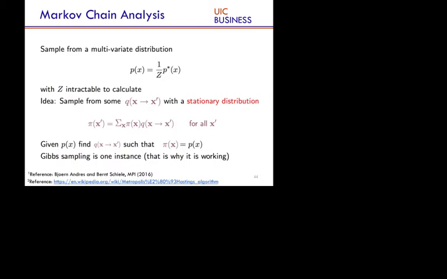This object will be associated with something called a stationary distribution, which is represented by this equation. A stationary distribution is a distribution over the states of the Markov chain. Let's parse the terms stationary and distribution. It's a distribution because it's a probability distribution: the sum over x prime, which ranges over all the possible states, of pi of x prime is equal to 1. That's fine.